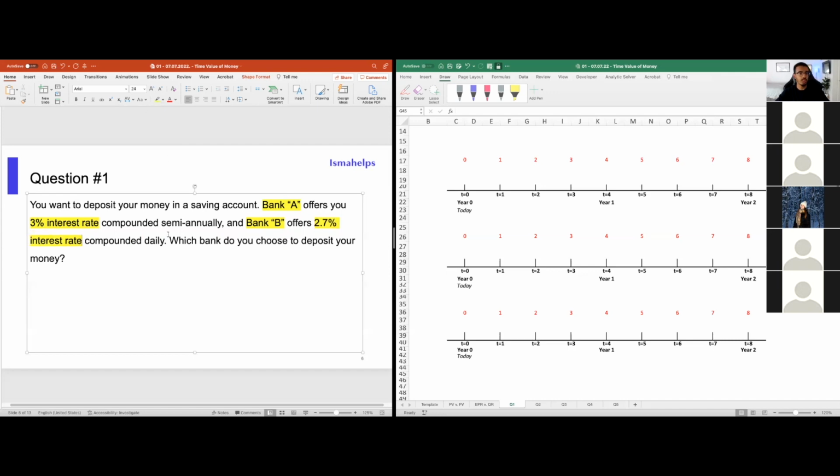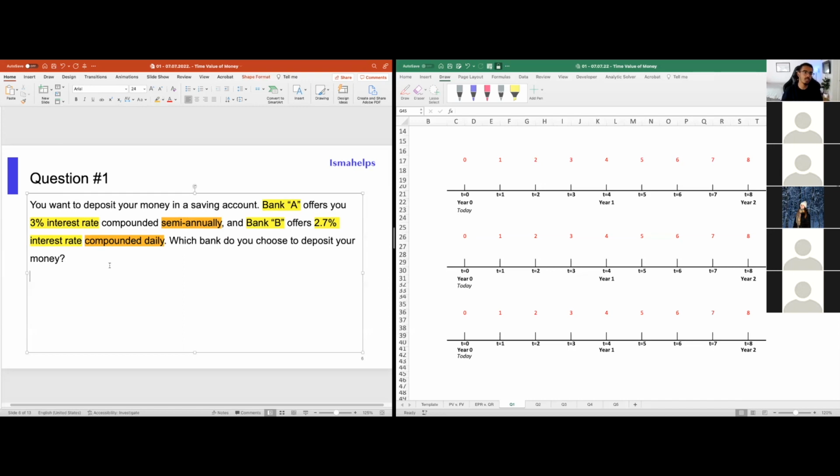However, they differ in their compounding frequency. So we could take this and say, you know what? One is compounded semi-annually, which is option A, and the other is compounded daily, which is option B. And now we want to figure out, what option do we select?